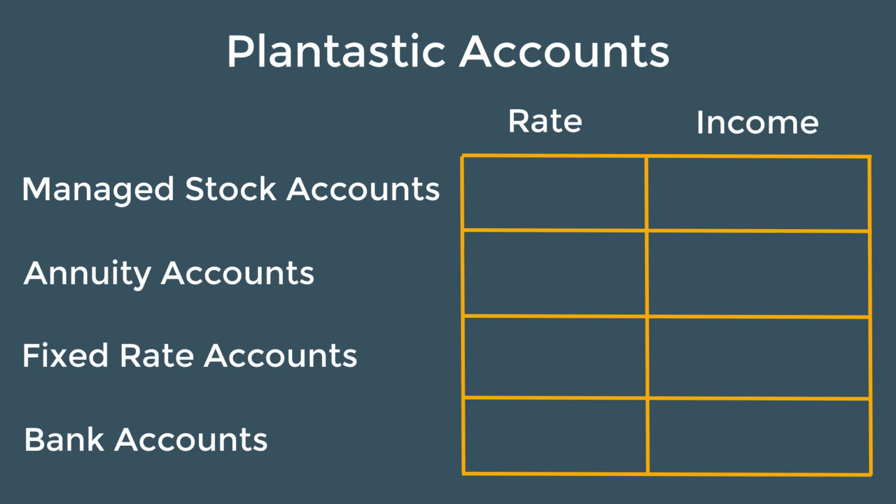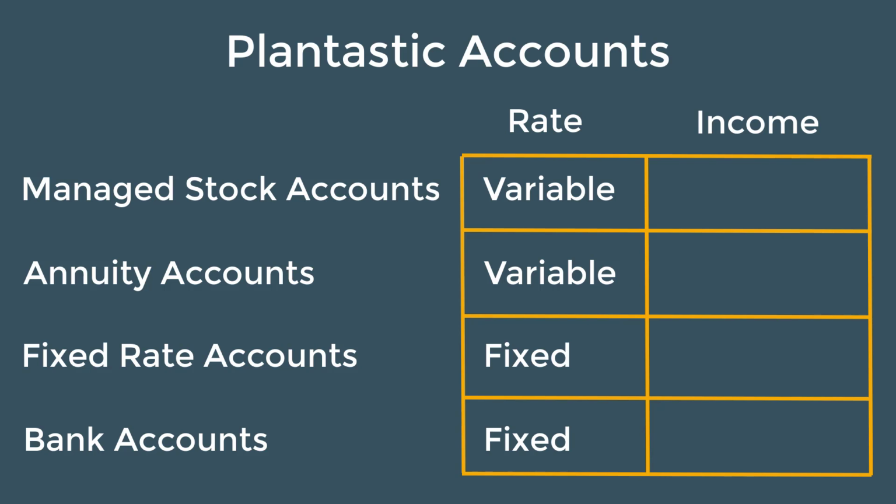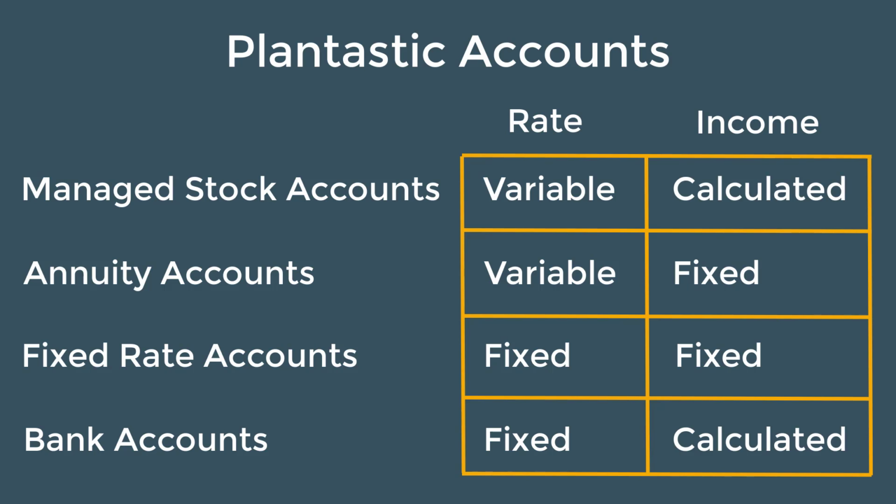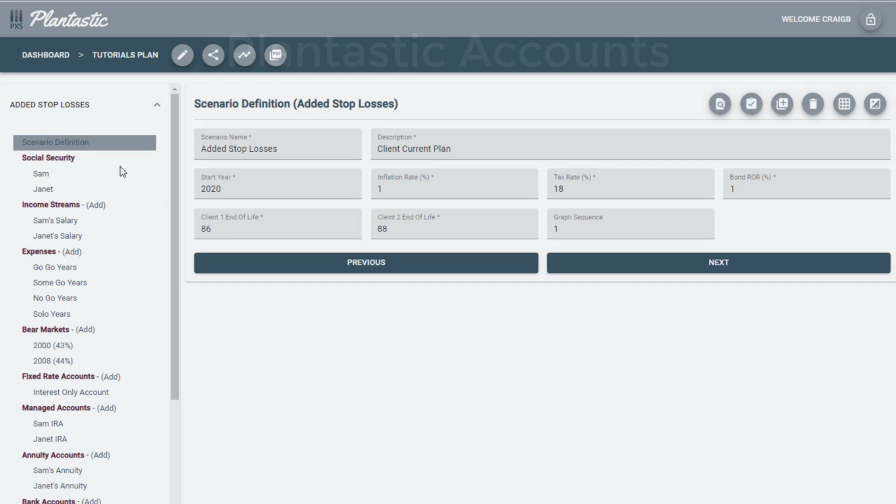To help you decide which account type to use, remember these basics. The rate of return for managed stock accounts and annuity accounts can be affected by stock market performance and bear market simulations. Bank accounts and fixed rate accounts cannot. The yearly income from annuities and fixed rate accounts are fixed for each year. Income from managed stock accounts and bank accounts is automatically calculated based on the yearly shortfall between expenses and income from all other sources.